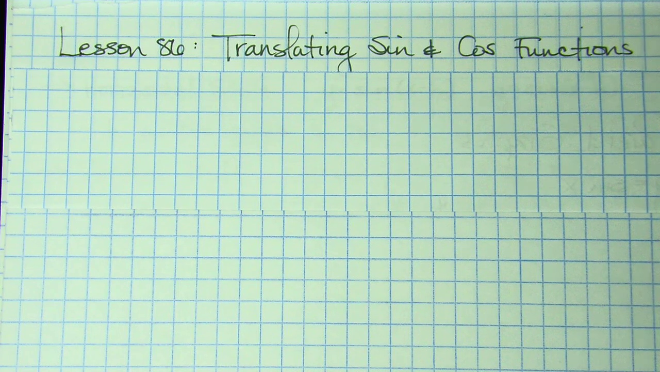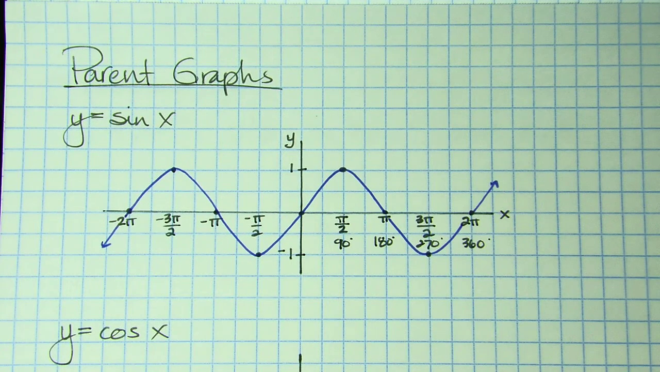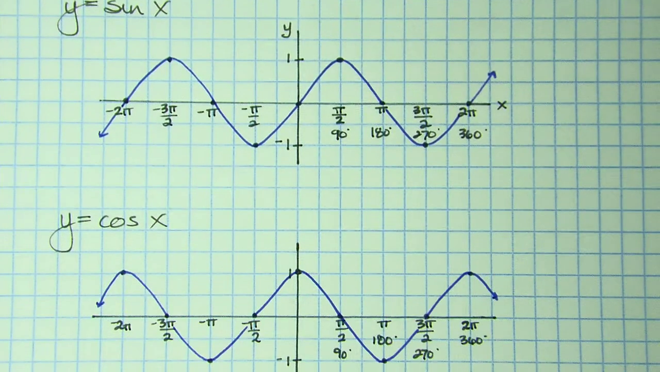Good morning, Algebra 2. We are going to cover lesson 86, translating sine and cosine functions. I'm going to make sure to scan the parent functions of each graph because it's really helpful to know how to translate these if you know what they're supposed to look like.